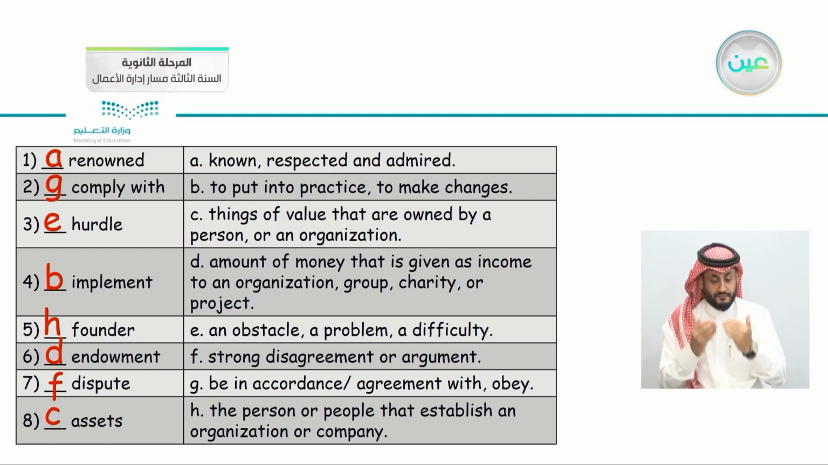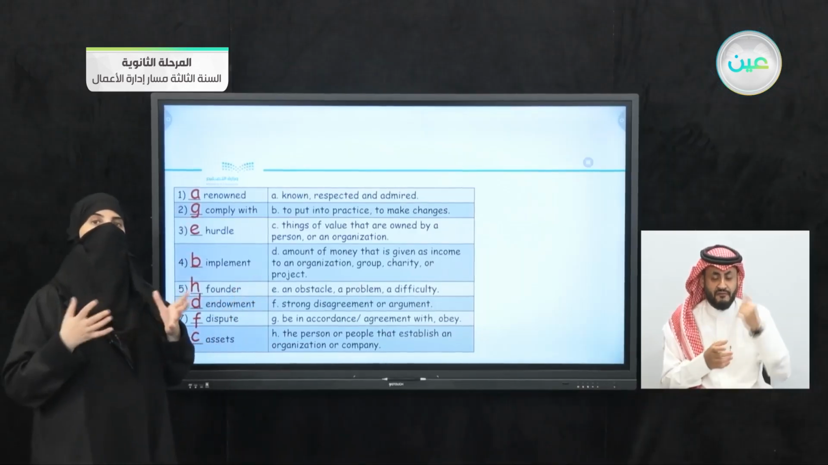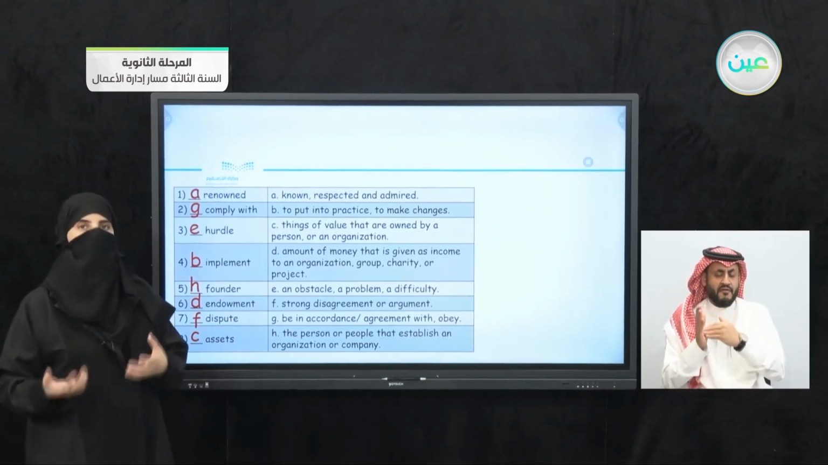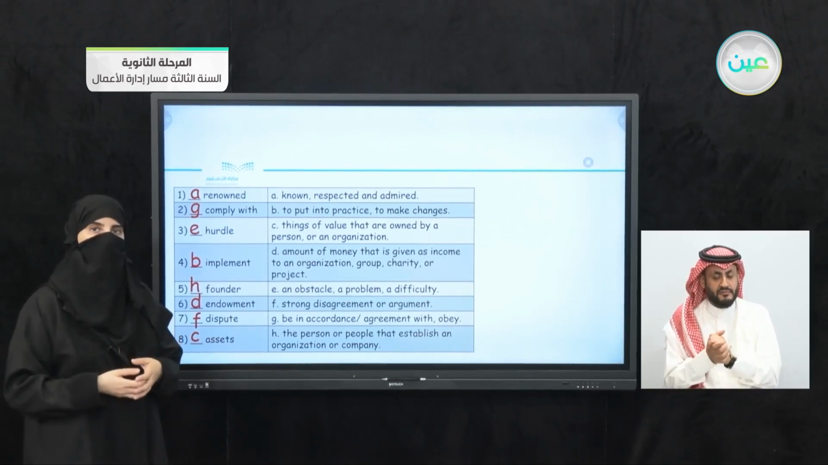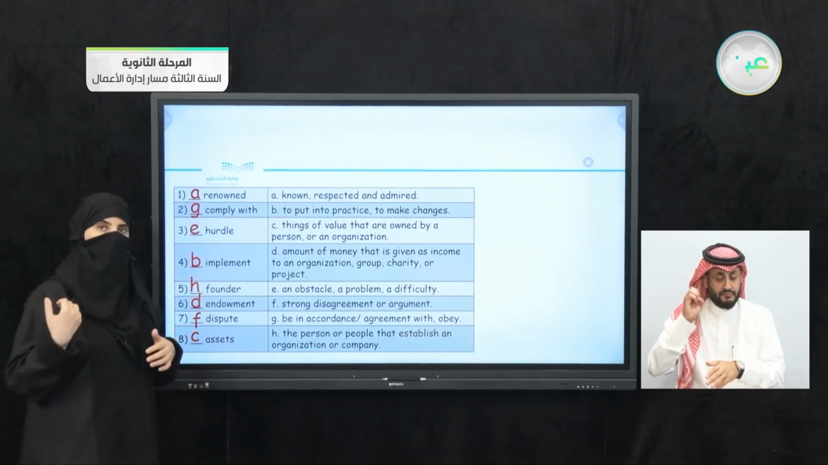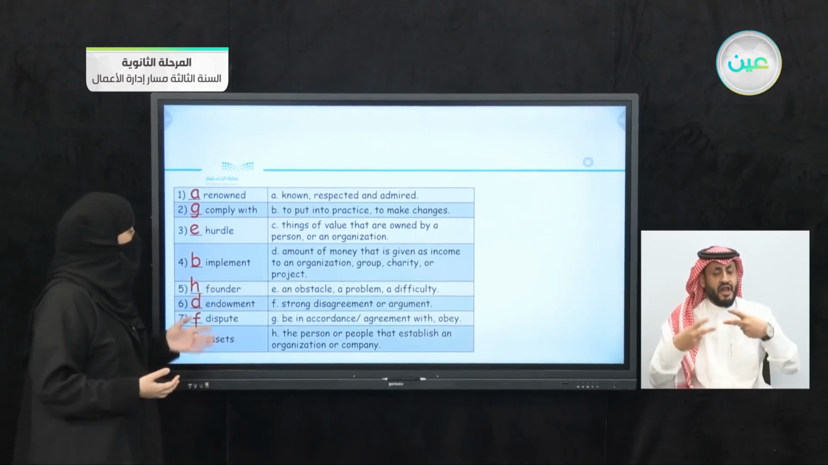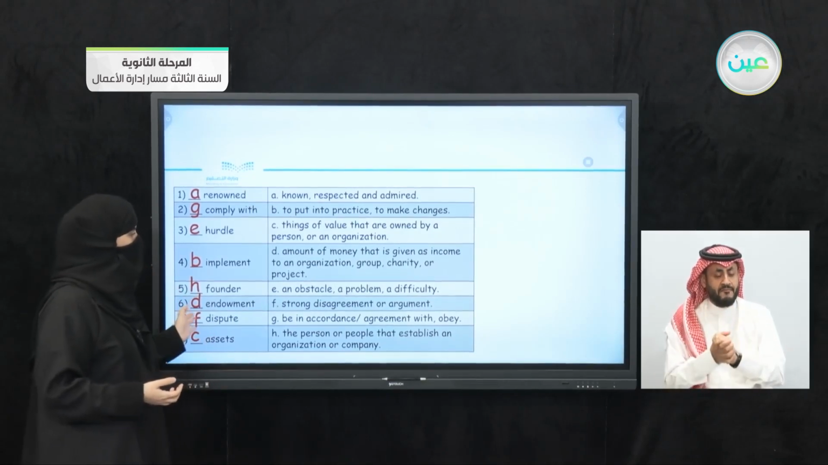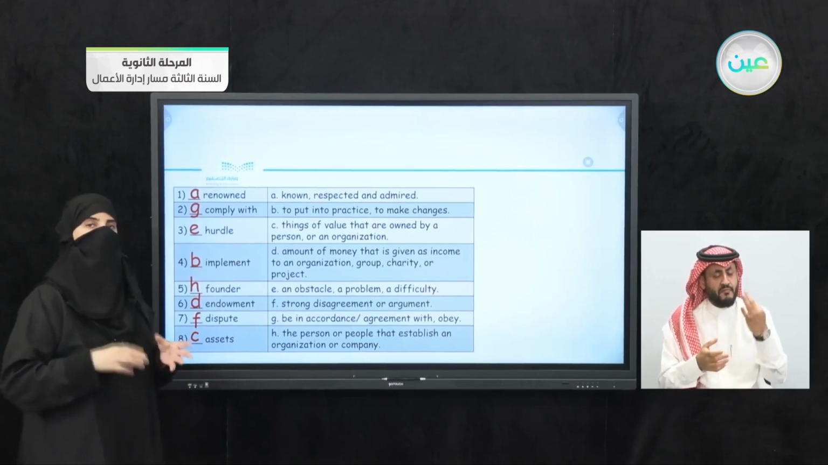We have number 4, implement. Now implement is B, to put into practice or to make changes. Here you can just imagine that you have a kind of plan that is implemented. You can just connect your words and vocabulary together. After that we have the word founder. Now founder, we did mention it, and we said that it is someone who starts an organization or a group. It is going to be, of course, H, which is a person or people that establish an organization or group.